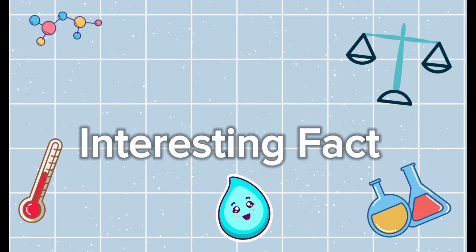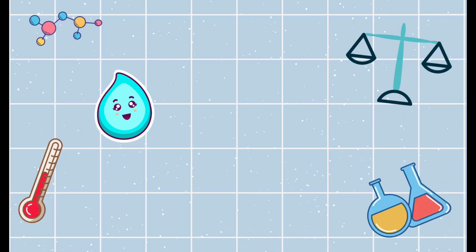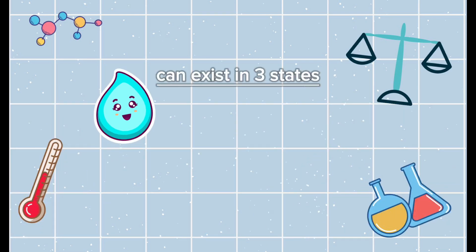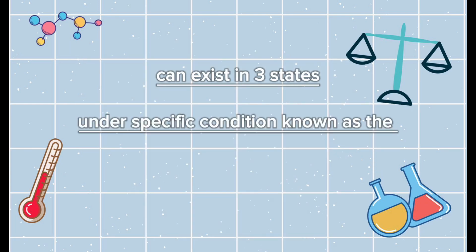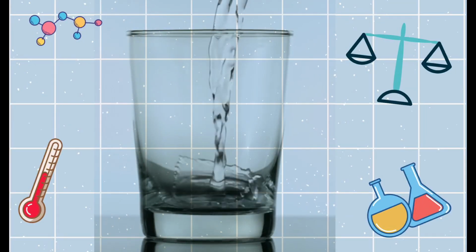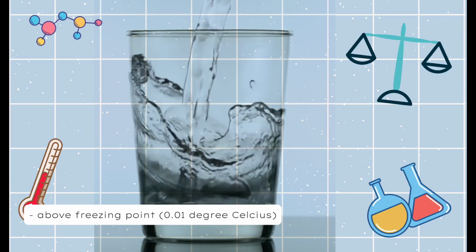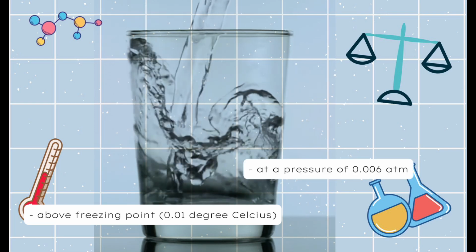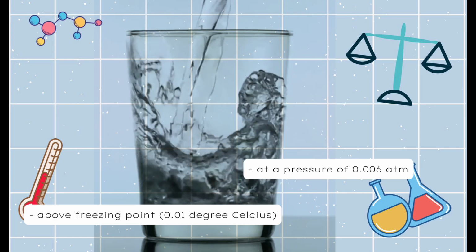In addition to that, an interesting fact about pure water is that despite being a liquid, it can exist in all three states, solid, liquid, and gas, at the same time under specific conditions known as the triple point. Water reaches its triple point at just above freezing point, which is 0.01 degrees Celsius and at a pressure of 0.006 atm or atmospheric pressure.